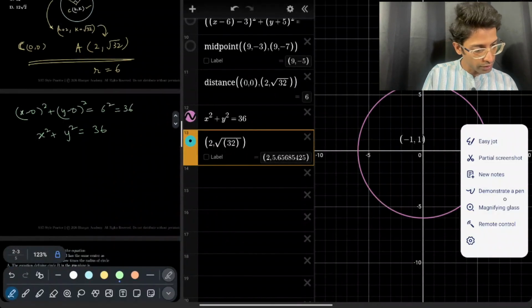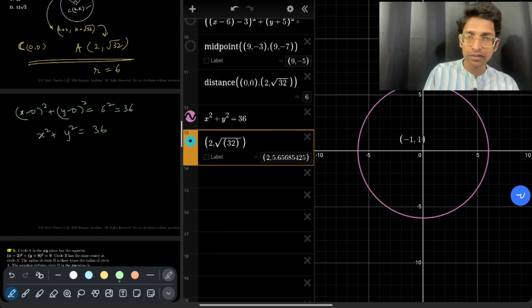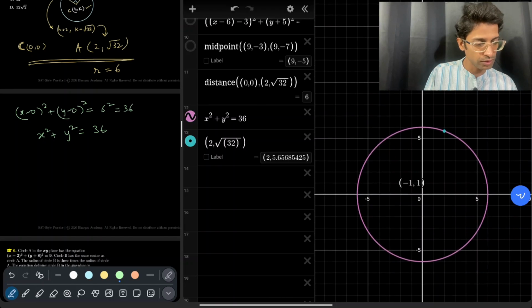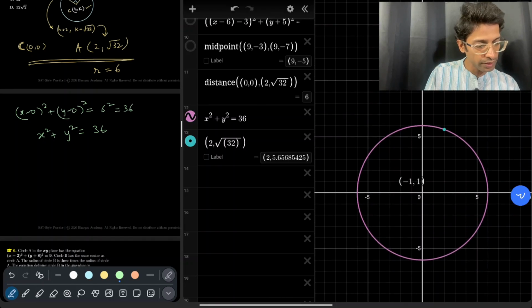Now this point, which is point? This point is point A. Yes. Okay, let me just bring it down a little bit so you can see. Yes, this point is point A.